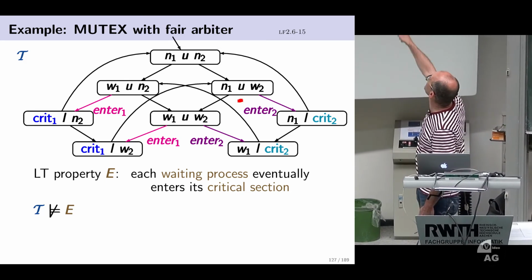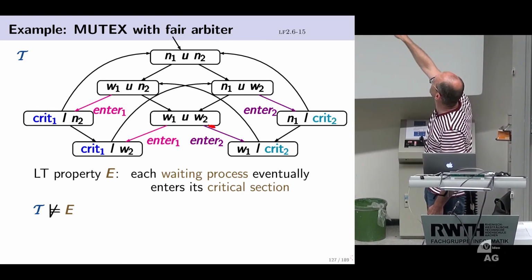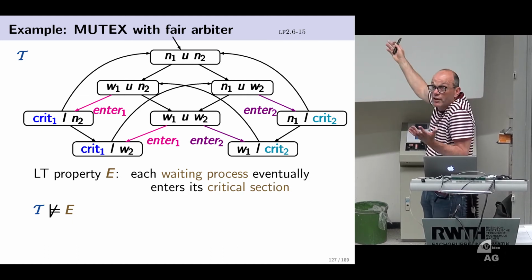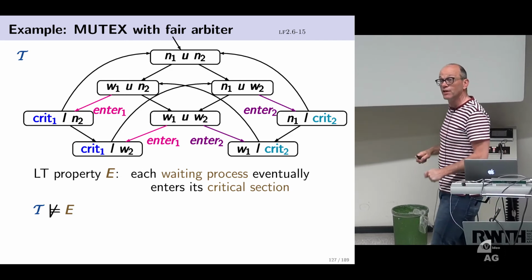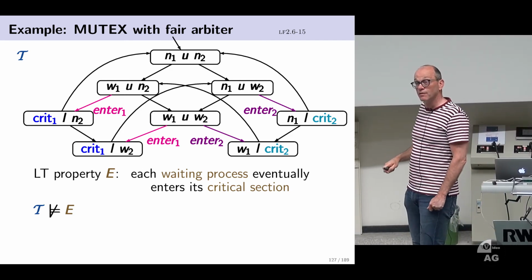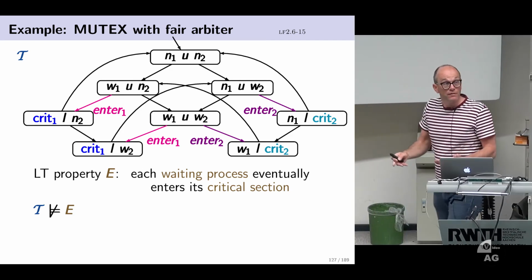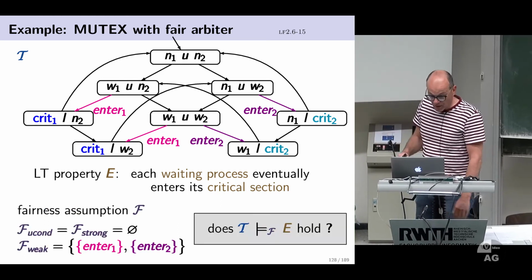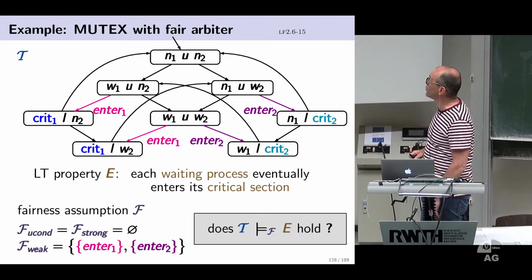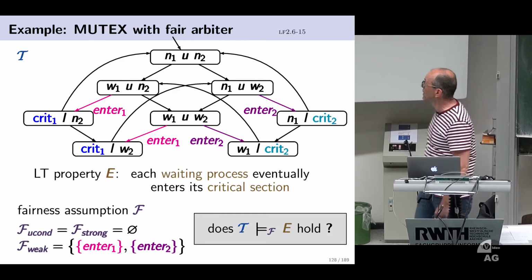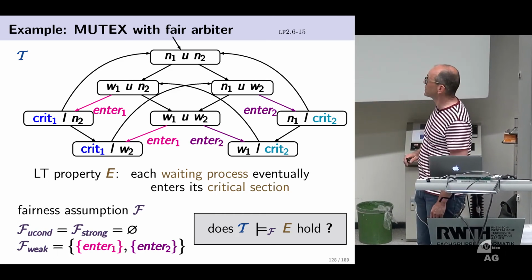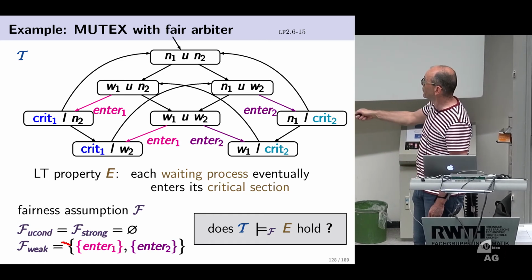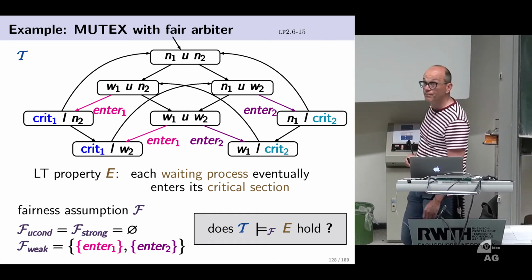Maybe you think this is not fair. It's not fair because maybe here enter 2 is enabled, there enter 2 is enabled. So infinitely often process 2 would have had the possibility to enter the critical section, but we didn't. That's maybe not fair. The fairness assumption that we could impose is something like this. No unconditional and no strong fairness, so these are the empty sets. And weak is something like enter 1 and enter 2.